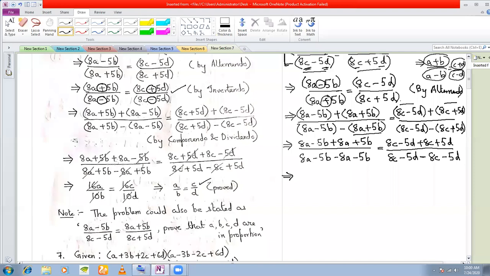So now see what cancels here. Plus 5b minus 5b will cancel. So I get 8a plus 8a, which is 16a. Here plus 8a and minus 8a will cancel. So I get simply minus 10b. Here on the right hand side, these two cancel. So I get 16c. And here these two cancel. So I get minus 10d. Okay. Now from these two sides, 16 and 16 will cancel. Minus 10 and minus 10 will cancel. So you simply get a by b is equal to c by d.